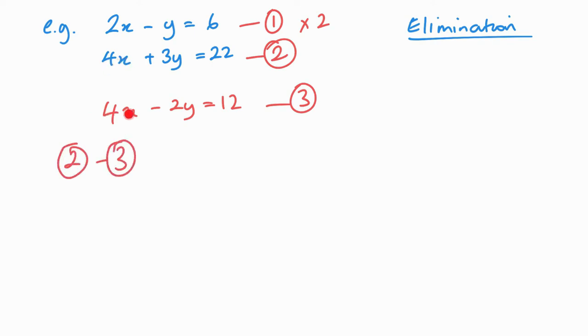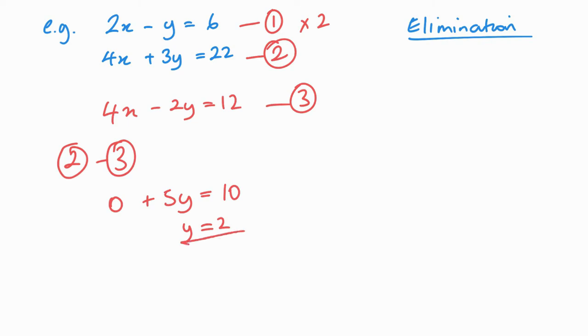So 4x take away 4x is 0. 3y minus negative 2y is going to be 5y. And 22 take away 12 is going to give me 10. So I've got 5y equals 10, so y equals 2.